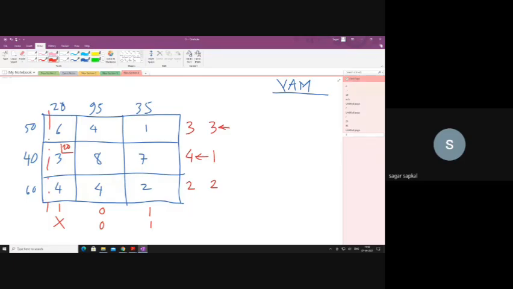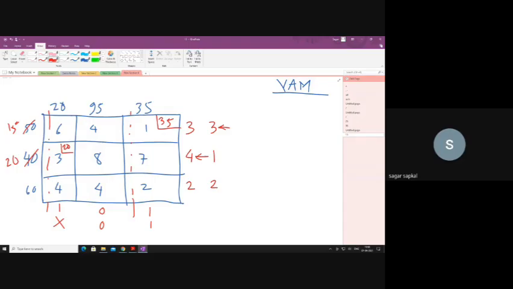So how much can we allocate there? 35. So whether the row gets crossed or the column gets crossed? Column. The column gets crossed. Okay. And here 20, so 20 is remaining. Here 35 is occupied, so 15 is remaining.